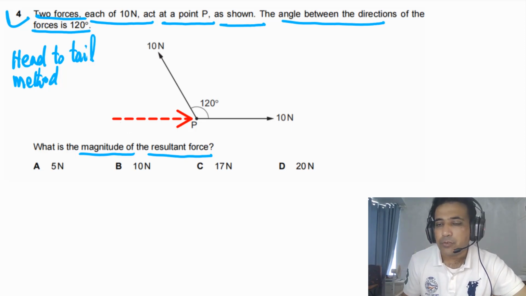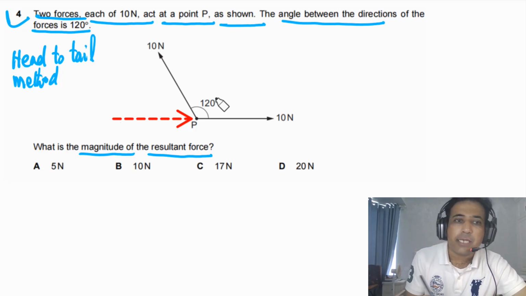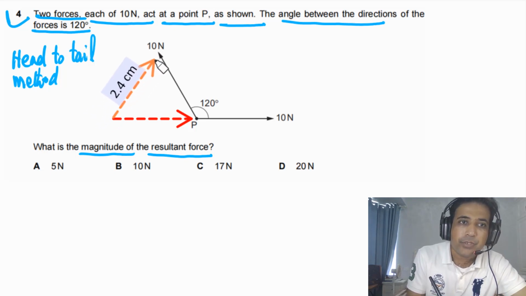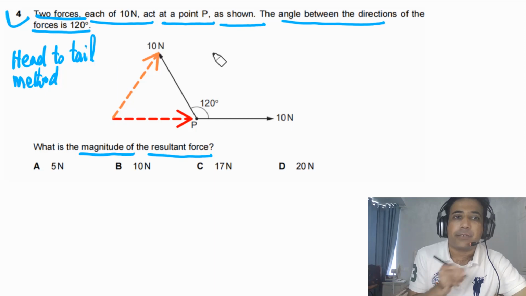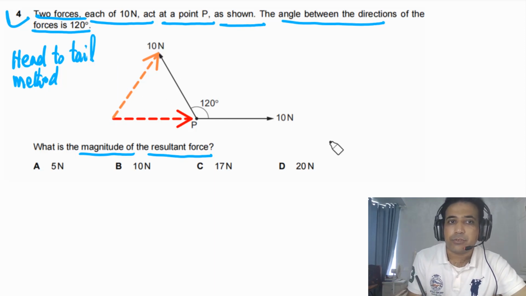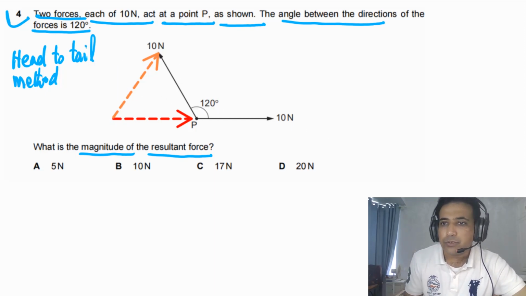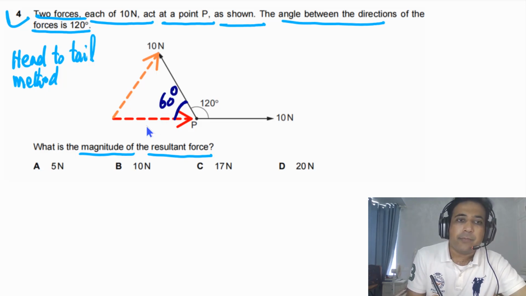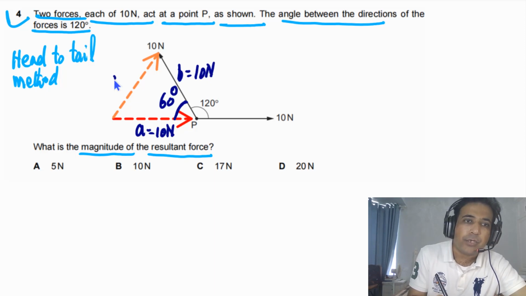So now we need to find out the sum of these two, and the sum will be the vector starting from the tail of first vector to the head of last vector. And so this is our resultant. Now if this angle is 120 degrees, how about the angle between these two vectors now? This angle. So this angle is 60 degrees. We can say this one is A, so this vector is 10 newtons, and this vector we can say is B. This is also 10 newtons. So we need to find out C.